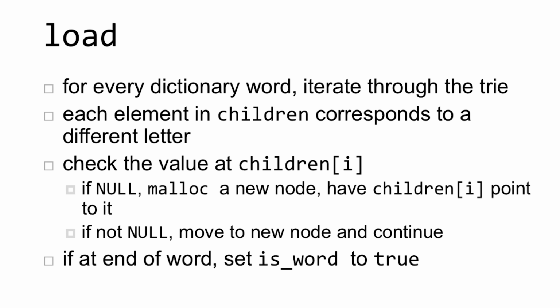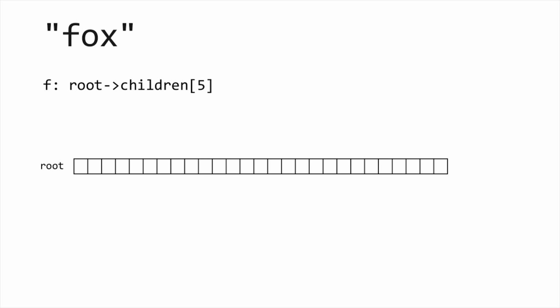But if it's not null, then that means we've already created the node, so we can then move to that node and continue the process. Finally, once we reach the end of the dictionary word, we'll set the isWord Boolean to true. Let's go through an example, storing fox into an empty dictionary. The word fox begins with the letter F. So for the letter F, we're going to malloc a new node. We're going to put this at children on index 5. That's because F is the 6th letter of the alphabet.